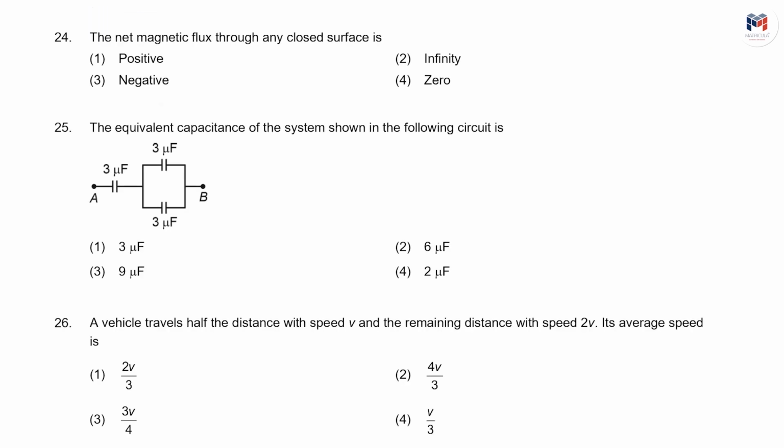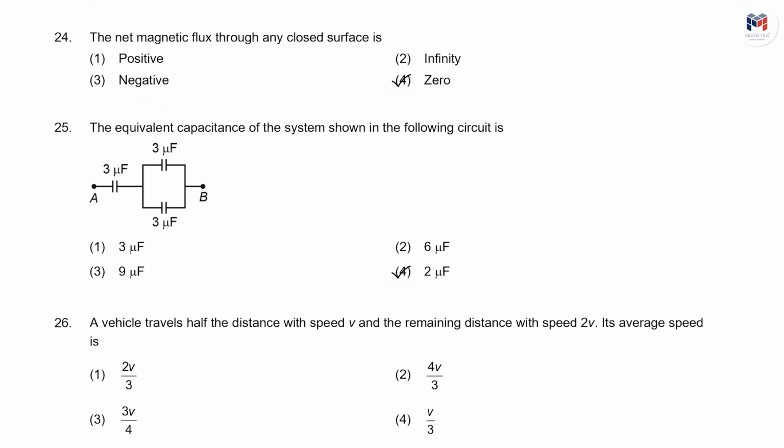Question number 24. The net magnetic flux through any closed surface is, the answer is option number 4, 0. Question number 25. The equivalent capacitance of the system shown in the following circuit is, the answer is option number 4, 2 microfarad.